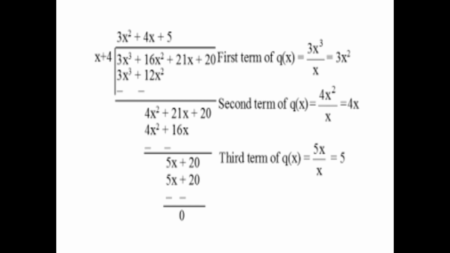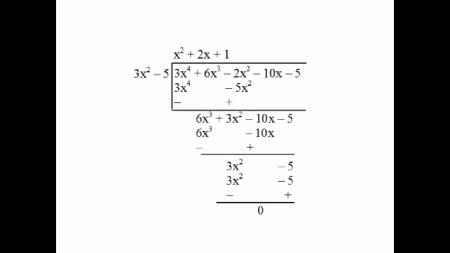We can see that 3x³ + 16x² + 21x + 20 is a polynomial of degree 3, and we are going to divide it by another polynomial, x + 4. Here the degree of x + 4 is 1. So the degree of the divisor should be less than that of the dividend. Then after solving it, we get 3x² + 4x + 5 as the quotient, and in the end we get 0 remainder. So this is all about the division algorithm of polynomials. We have one more example here.